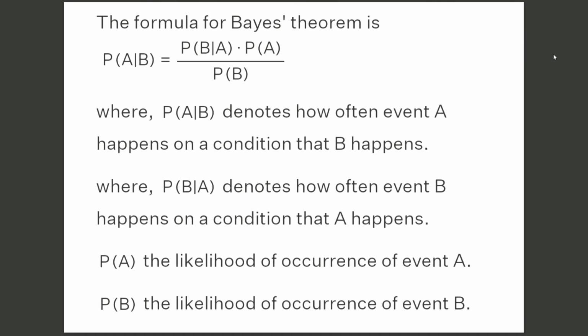The formula for Bayes' theorem is P(A given B) = P(B given A) times P(A), whole divided by P(B), where P(A given B) denotes how often event A happens on a condition that B happens, and P(B given A) denotes how often the event B happens on a condition that A happens. P(A) is the likelihood of occurrence of event A, and P(B) is the likelihood of occurrence of event B.